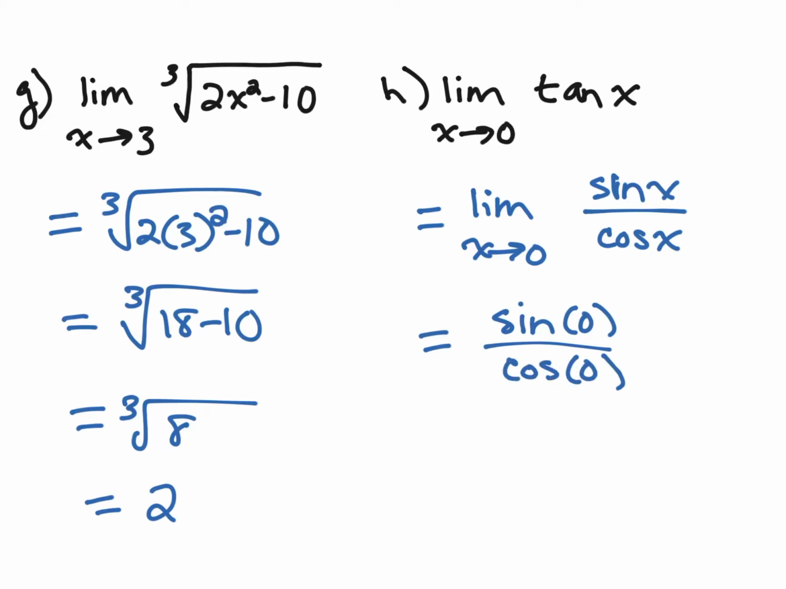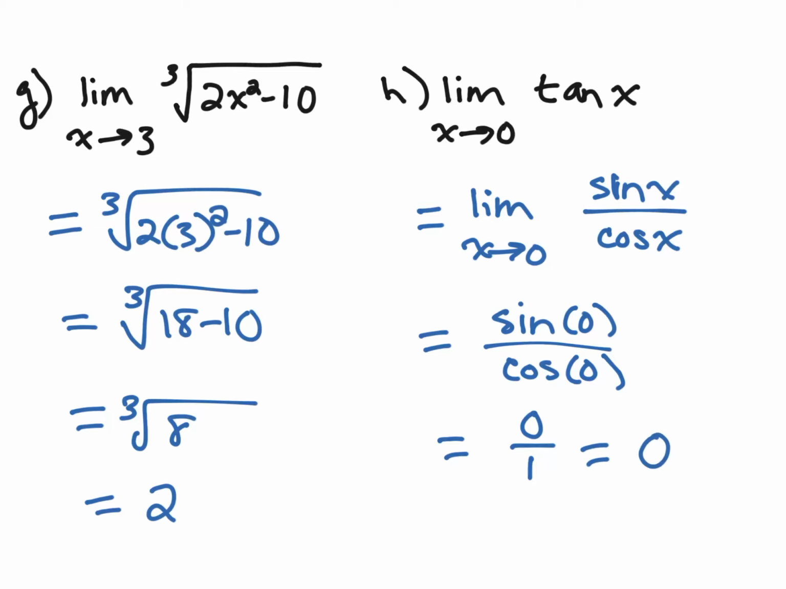What is sine of 0? 0. It is 0. What is cosine of 0? 1. So 0 divided by 1. If I have no pizza, how much does one person get? None. This is 0.